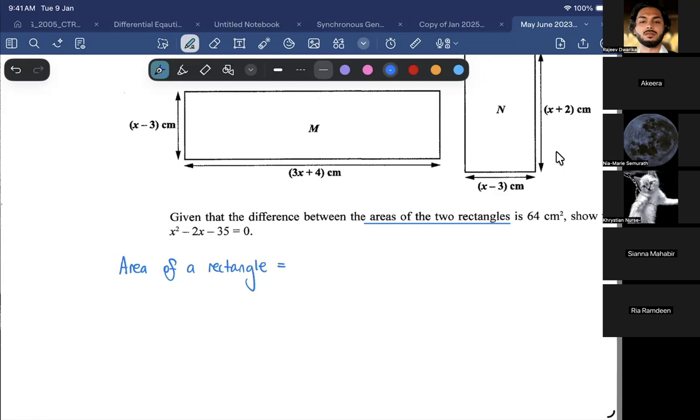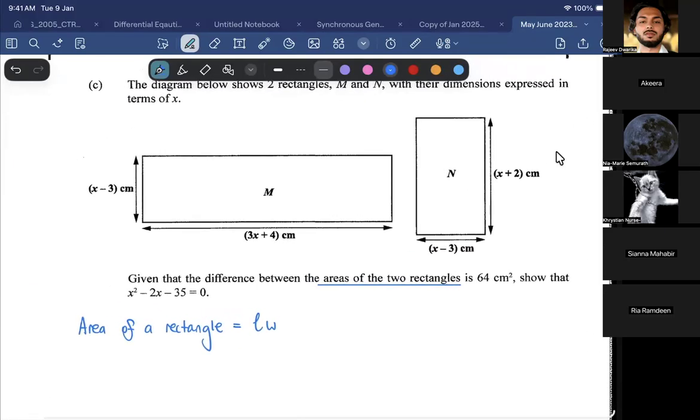Is it length by breadth? I just use length by width, but that's fine. Nia, Christian, do you all know that the formula for the area of a rectangle is length by width or not? Yes, sir. All right.